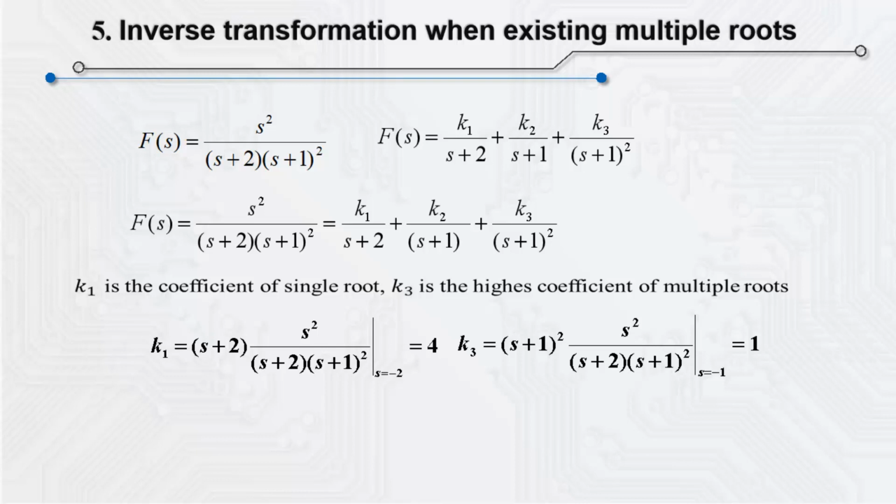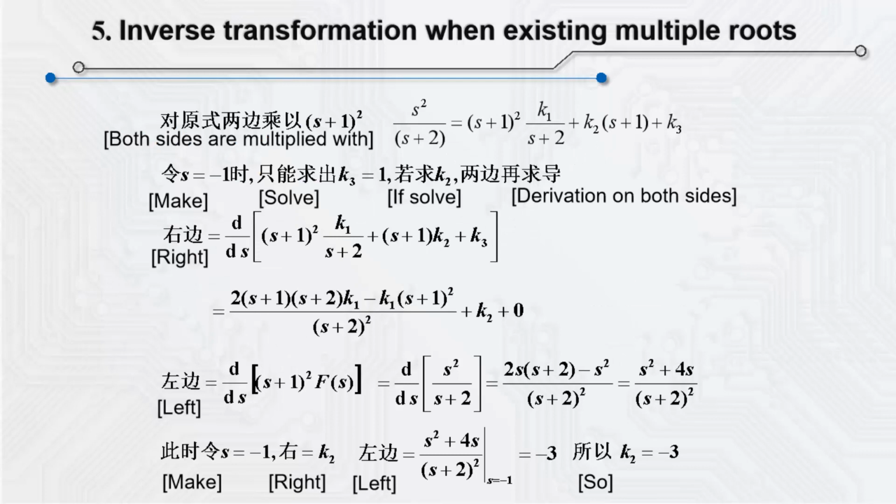The focus is on how to get k2. Next, we will introduce two solutions for k2. Multiply both sides of the formula given above by (s plus 1) squared. We will get the formula. Then take the derivative of the formula. The right side is equal to k2. Taking the derivative of the left side, we will get this formula, making s equal to negative 1. Finally, the right side is equal to k2, and the left side equals negative 3. At this point, k2 is negative 3.